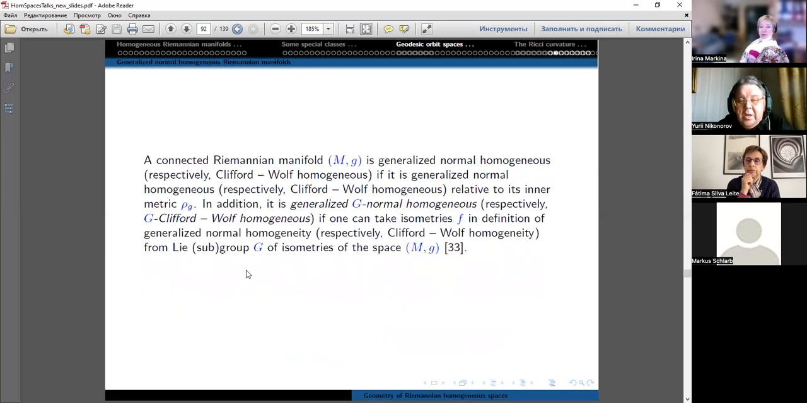Okay. If we have Riemannian manifolds, we can use the same definitions, Clifford-Wolf homogeneous and generalized normal homogeneous, with respect to inner metrics which are generated by the Riemannian tensor, of course. Hence, we have the class of Clifford-Wolf homogeneous Riemannian manifolds, say Euclidean spaces, and the class of generalized normal homogeneous spaces.